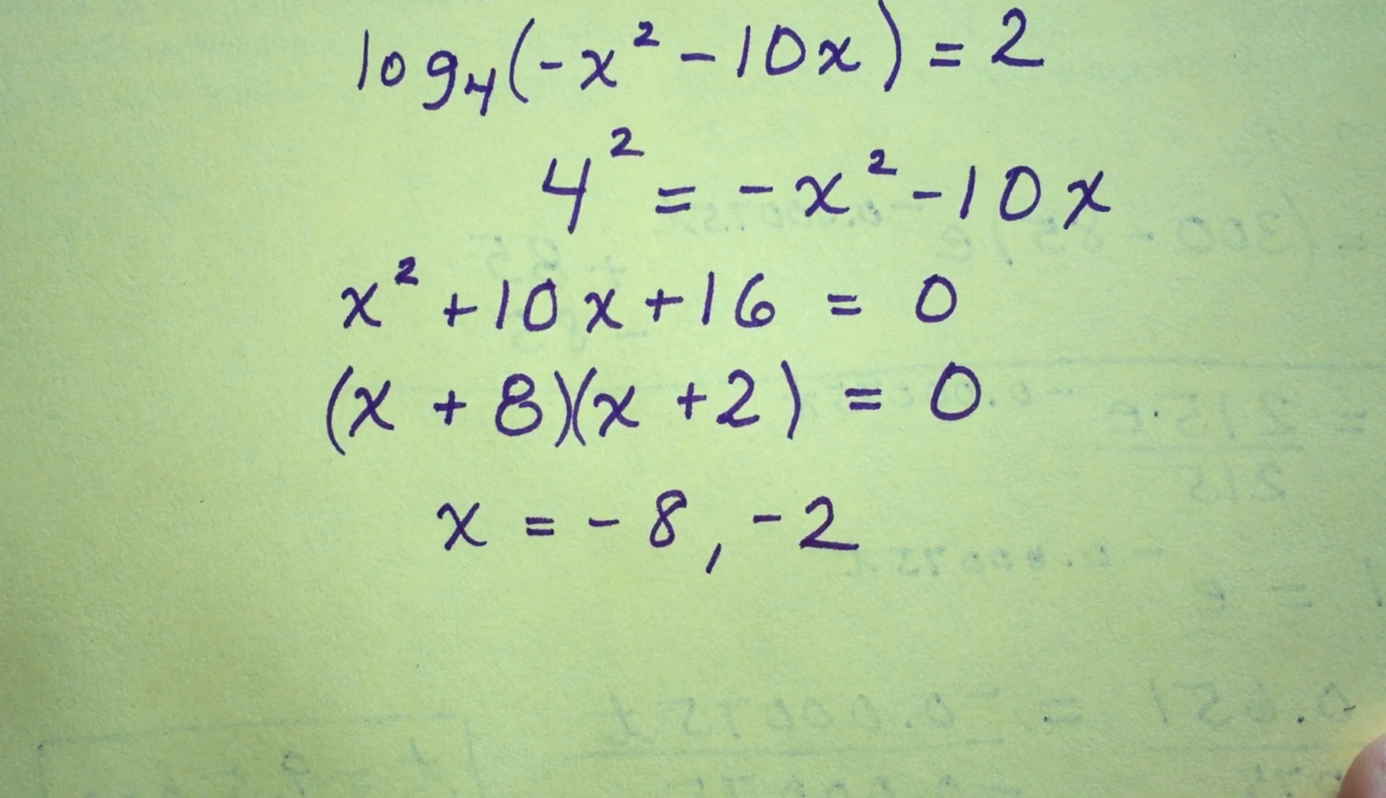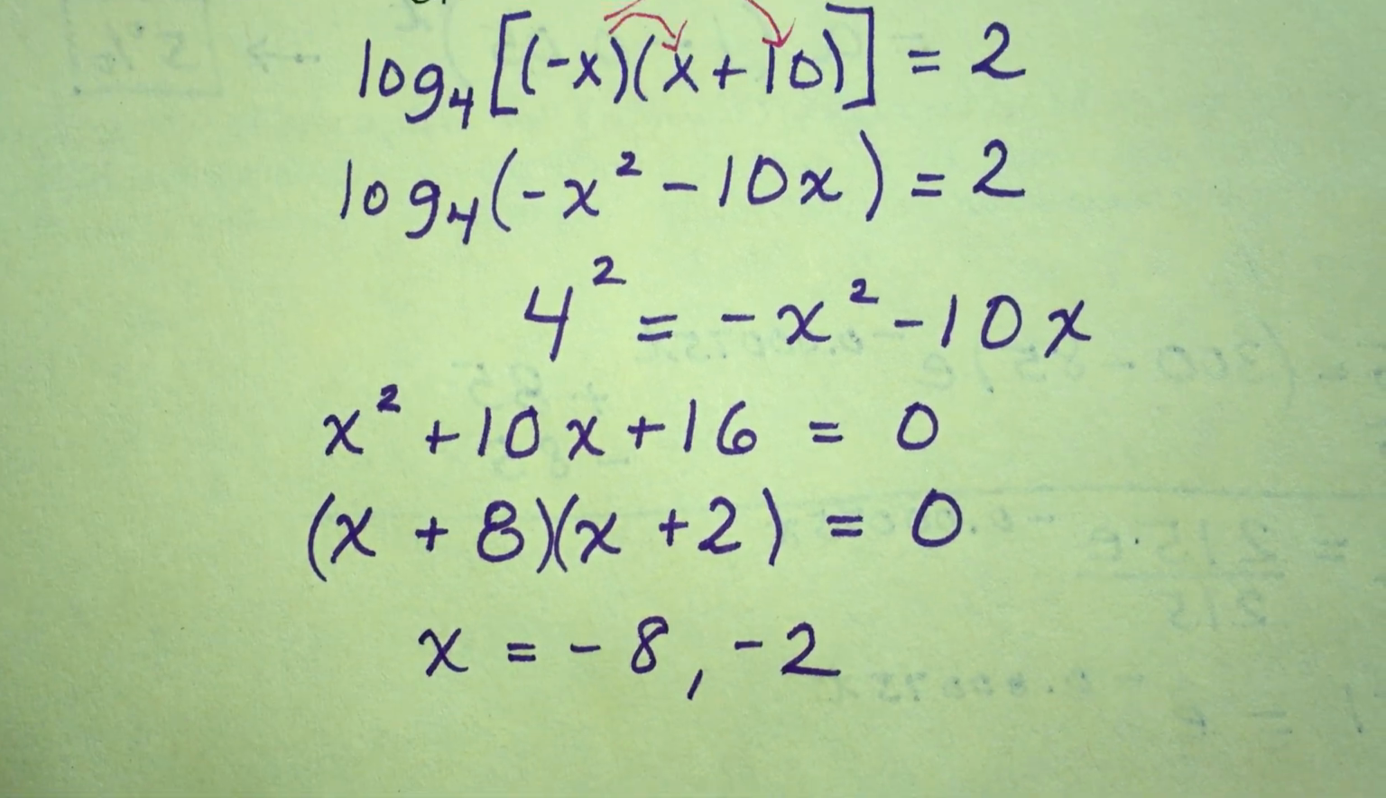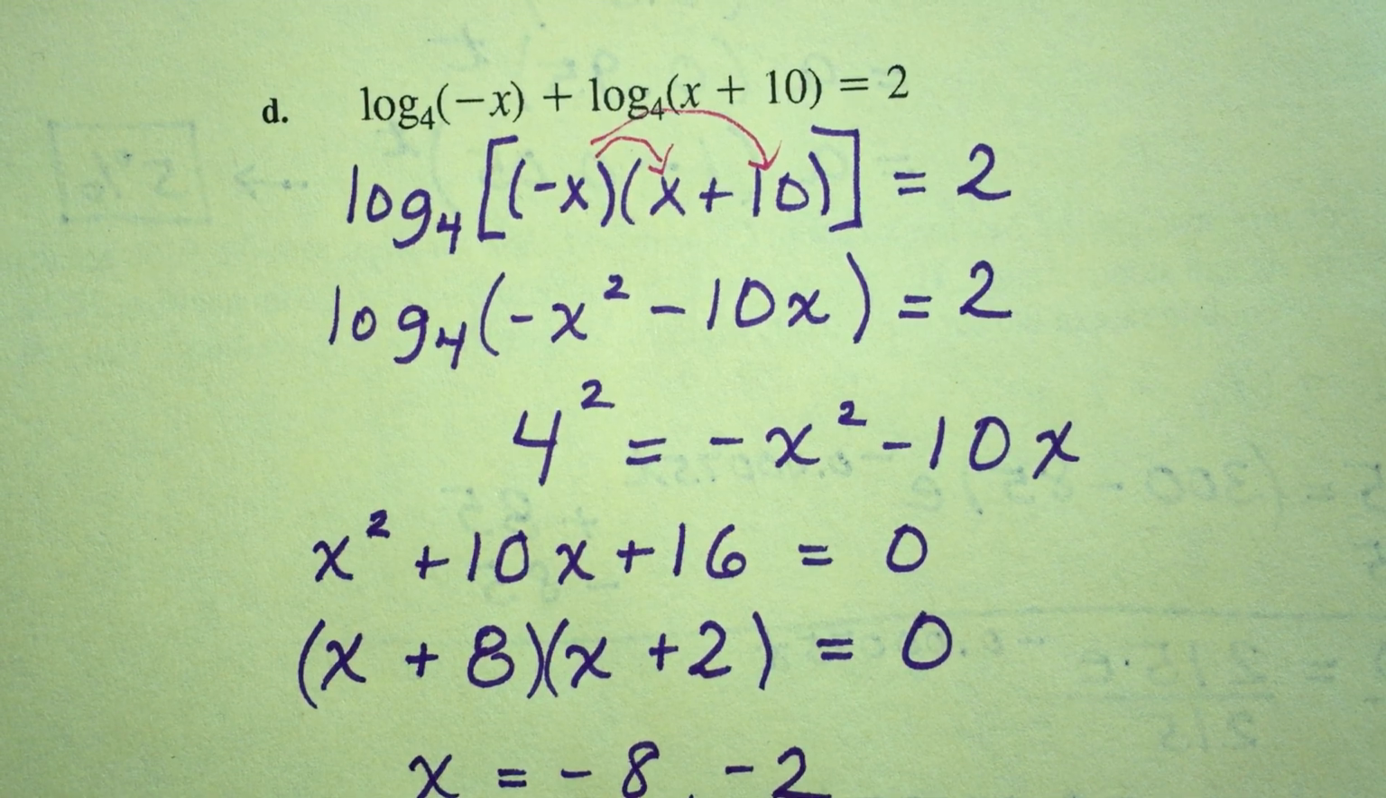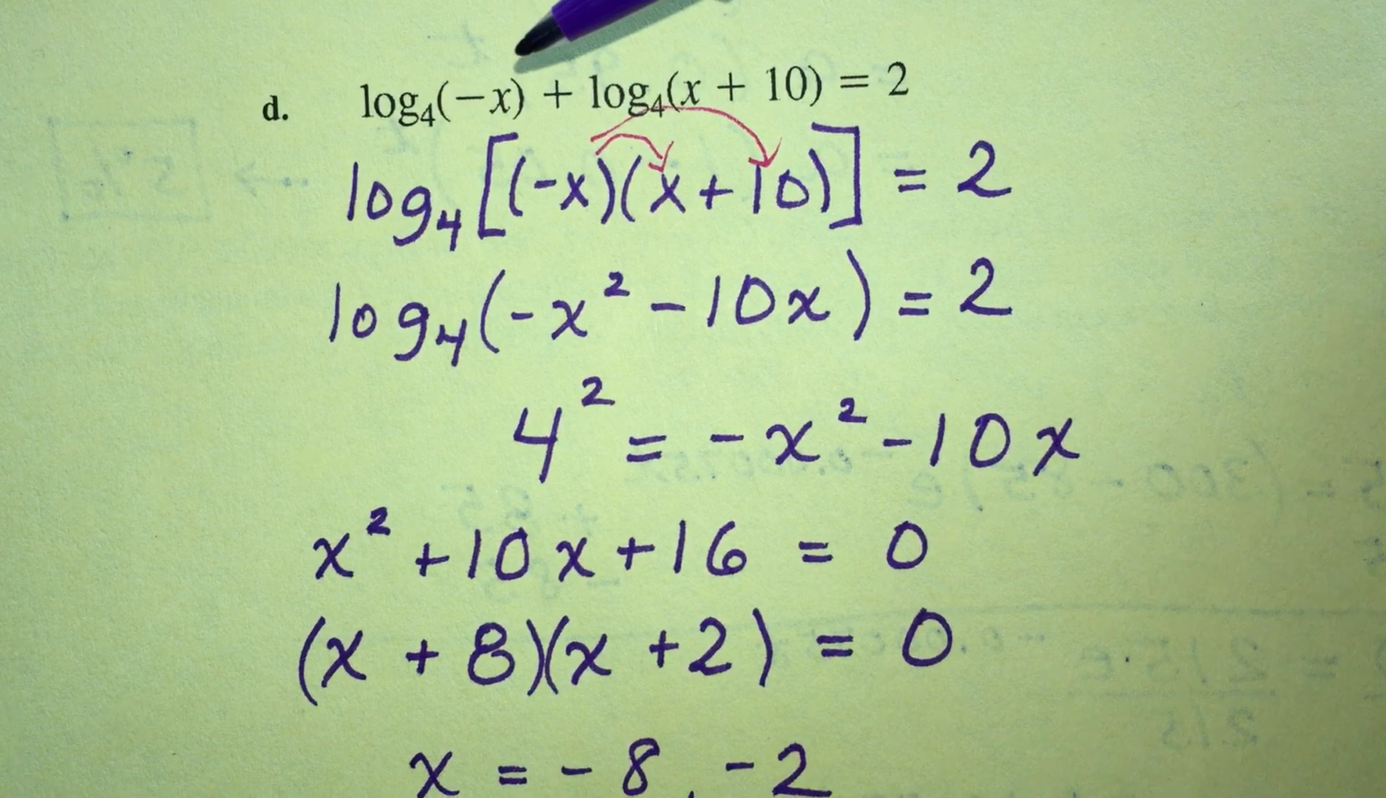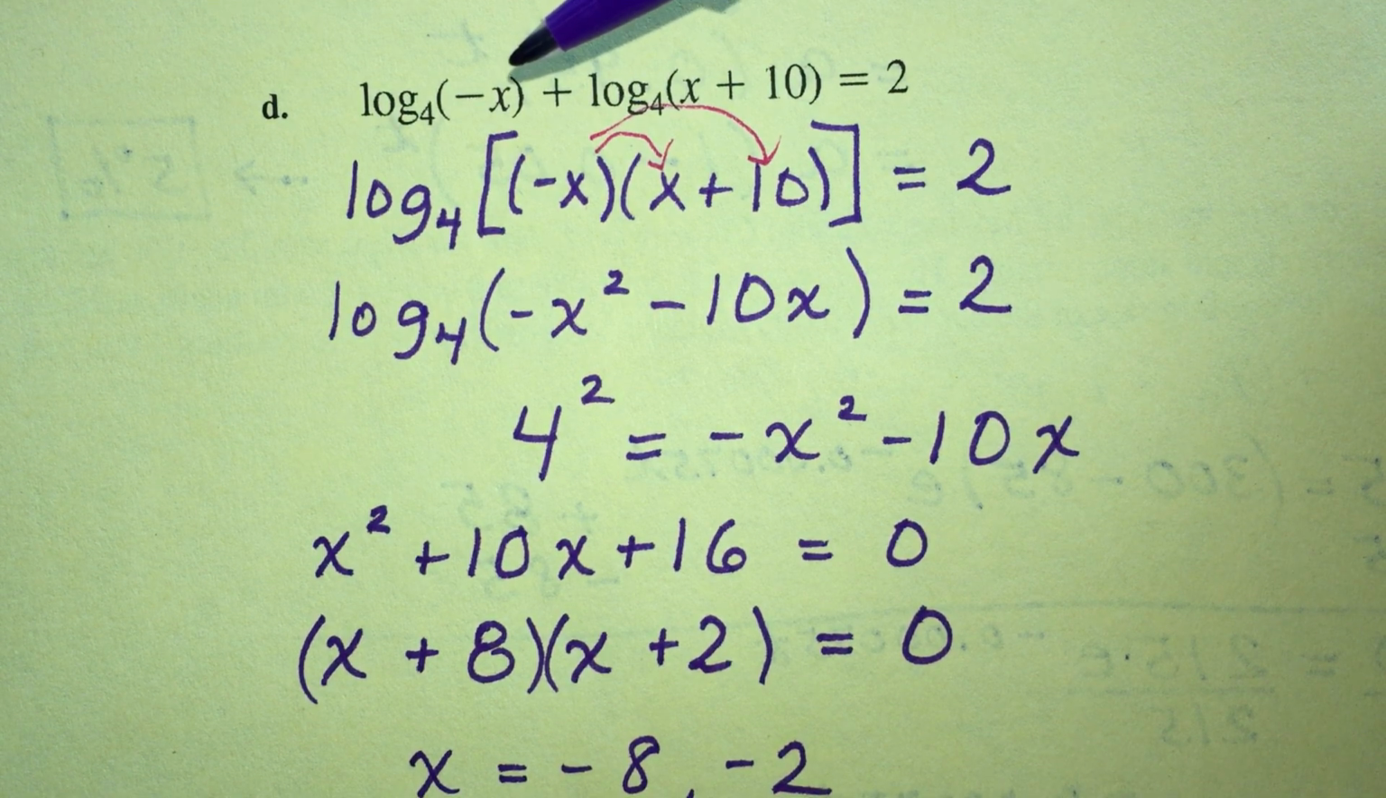We have to check that those would work because we can't take a log of a negative number. So if we plugged in negative 8, we're going to have log of negative negative 8. So that's positive, so that's okay. And if we plugged in negative 8 over here, we're going to have log of 2, positive 2. So it looks so far like this could work. If we plug in our other answer, negative 2, we have log of negative negative 2, so that's positive 2. So that would work. And over here, we would have log of negative 2 plus 10, so that would be log of positive 8. In fact, both of these solutions work.